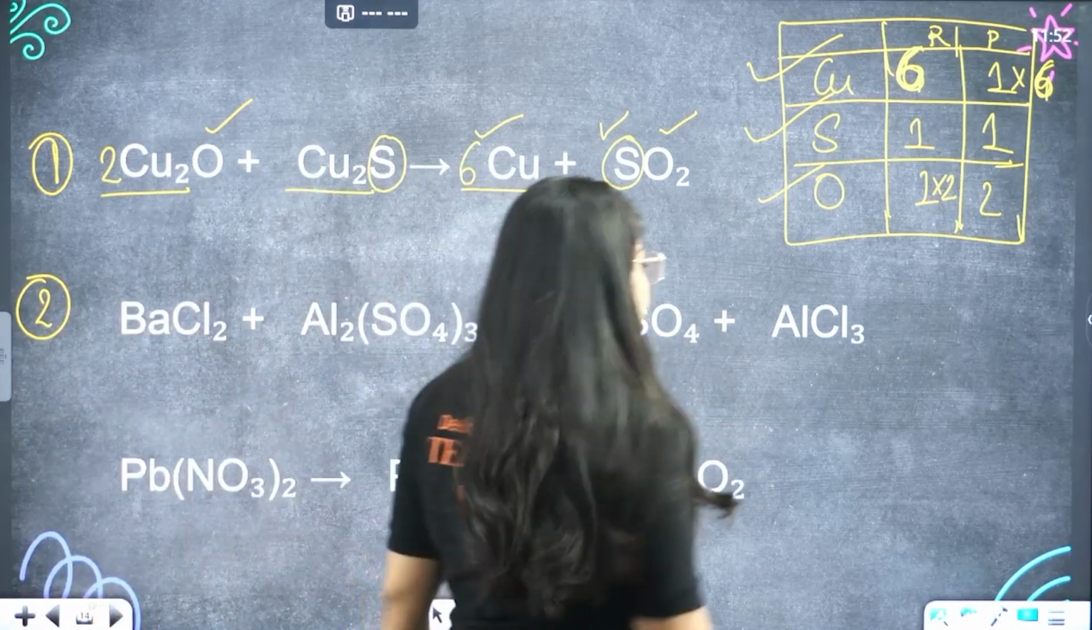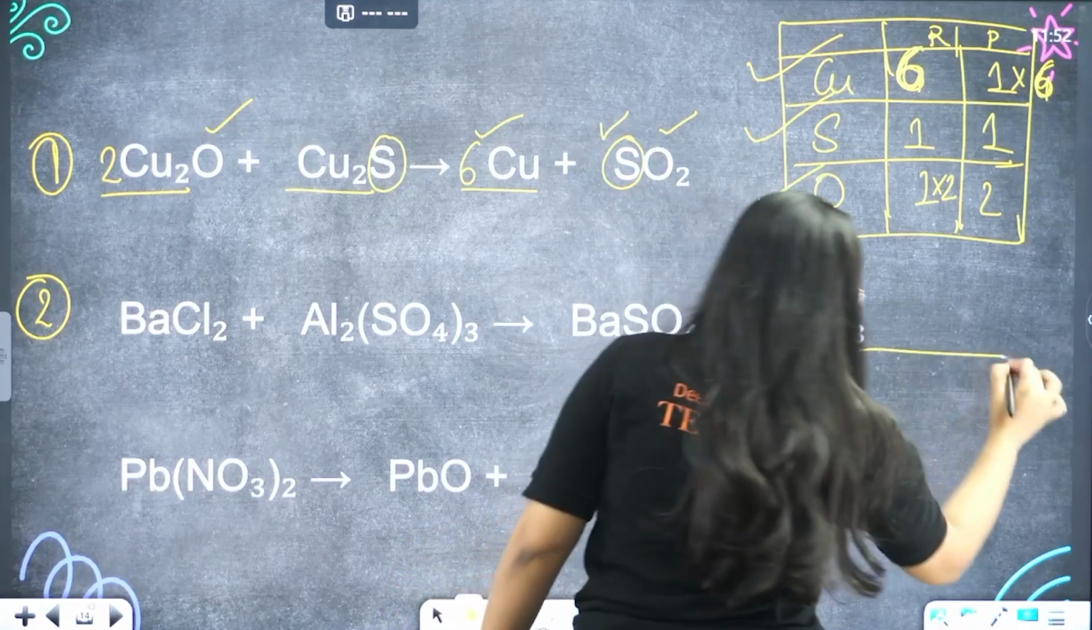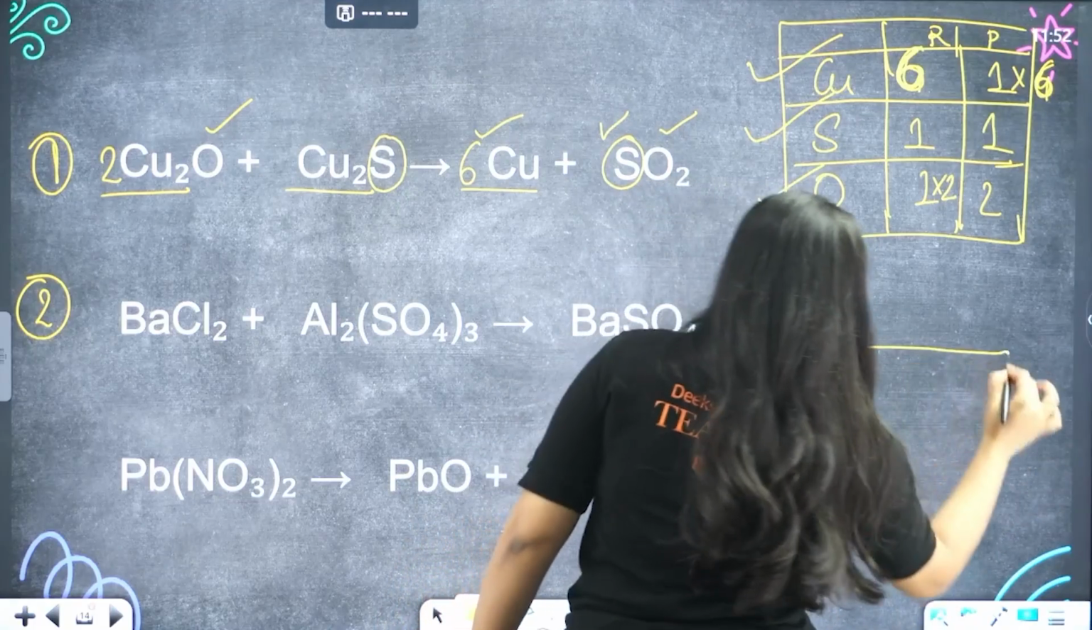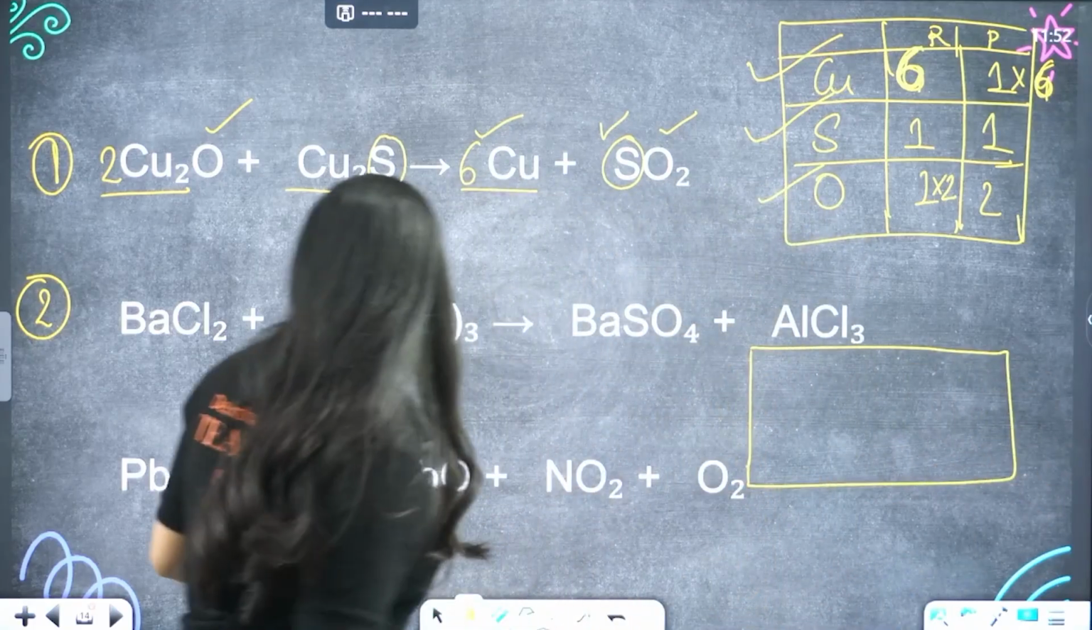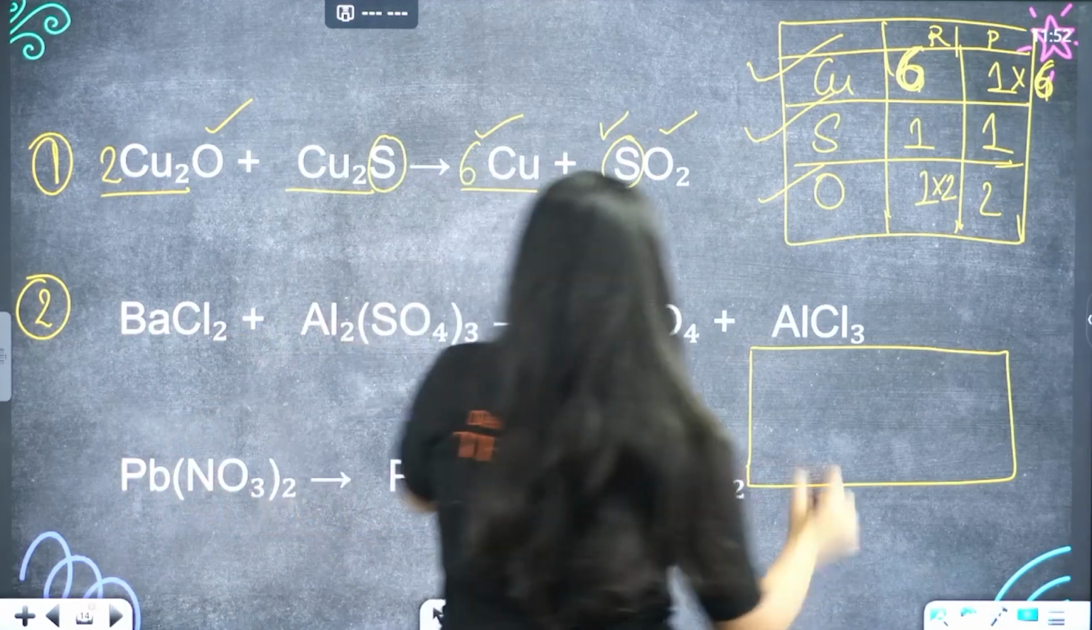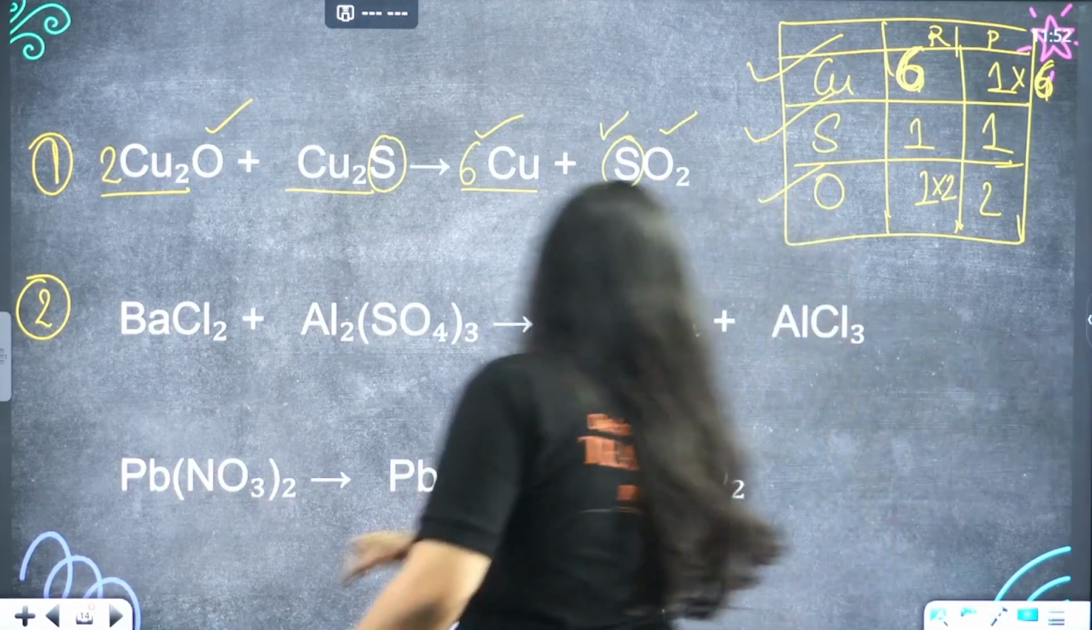Okay, let's make the table again, my friend. Okay, we have Ba, Cl, Al. Oh, we have lots of reactants. Let me use another slide, okay?